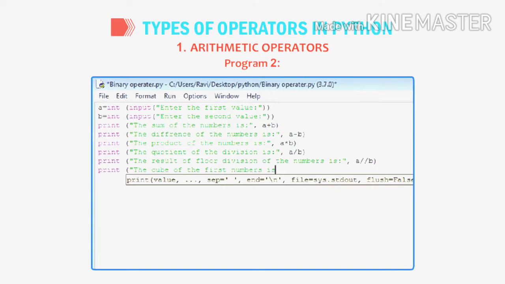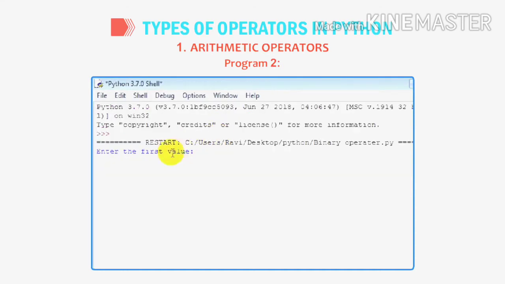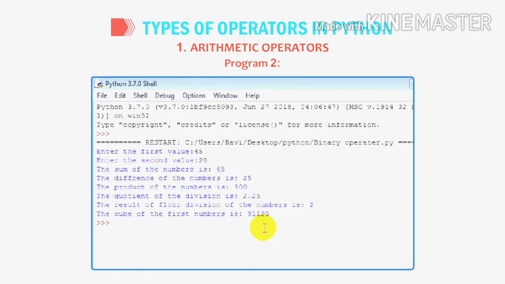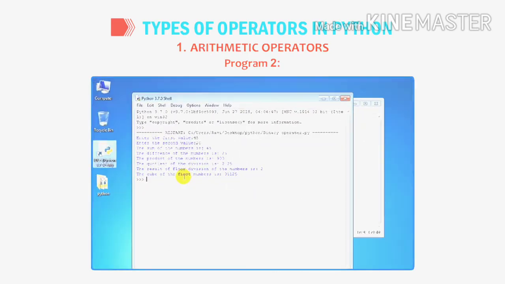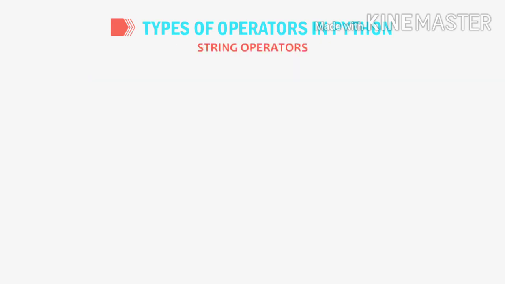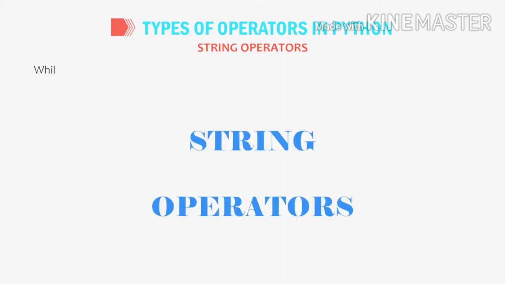See? Here it is asking to enter the first value. We are giving 45, and it again asks for the second value. We are giving 20. See, this is the result of the whole. Understand? Next is a very important one, that is the string operator.